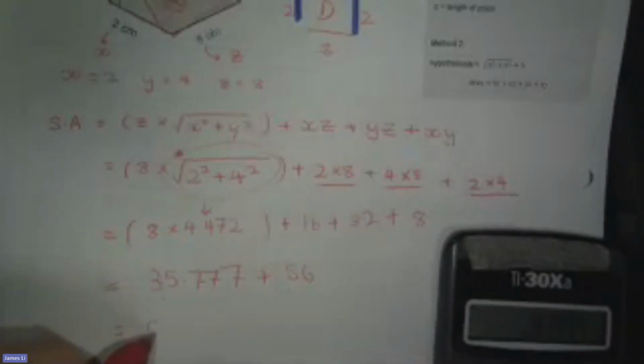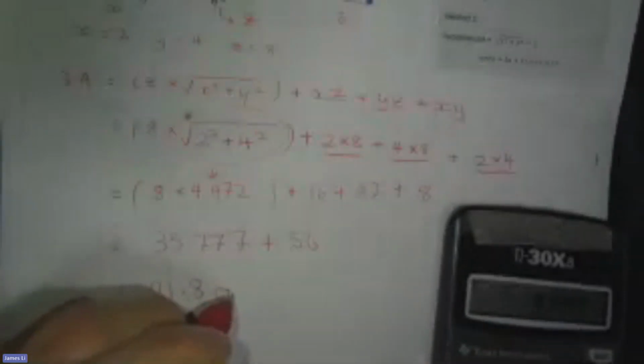This plus this, you should get 91.8. You round it up to one decimal place, cm square. And that is the area of this triangular prism. Okay, so this is page 10, and that's the working right here, as you can see.